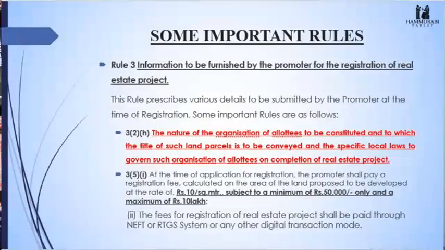We will now see some important rules which are there. Rule 3: information to be furnished by the promoter for the registration of real estate project. In that, there is rule 3, sub-rule 2, clause H: the nature of the organization of allottees to be constituted and to which the title of such land parcel is to be conveyed, and the specific local laws to govern such organization of allottees on completion of the real estate project.